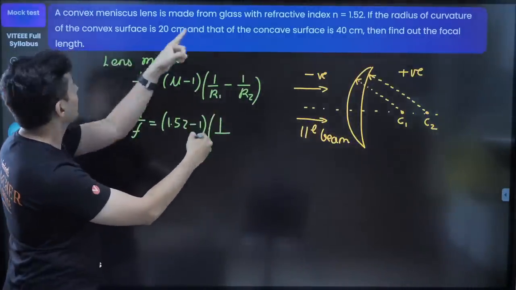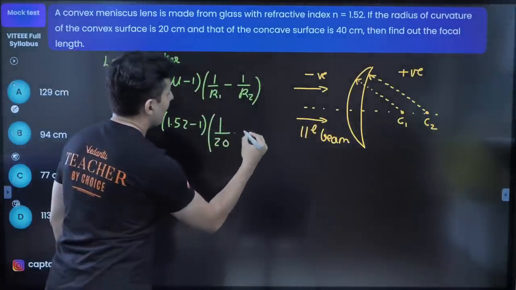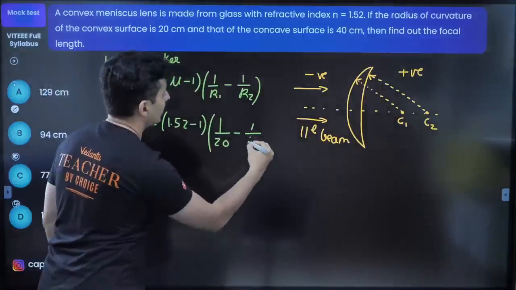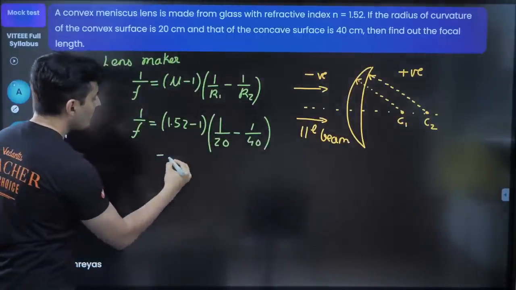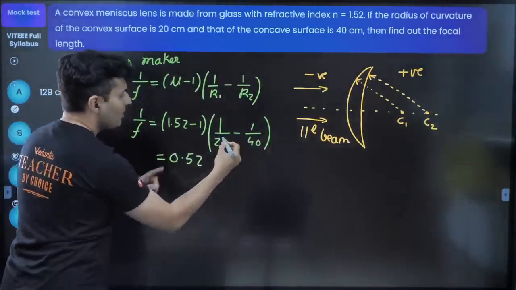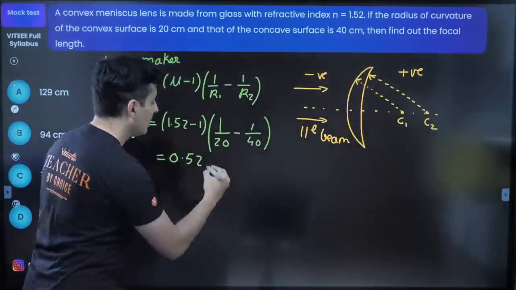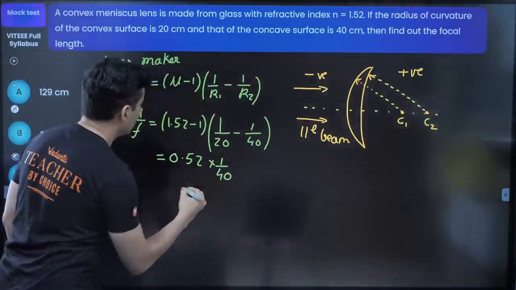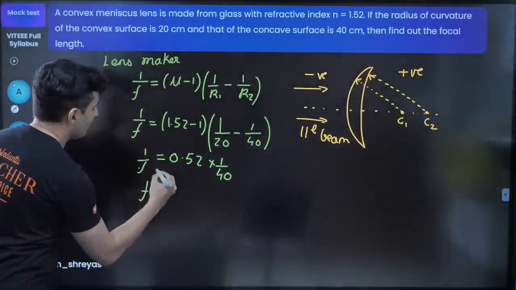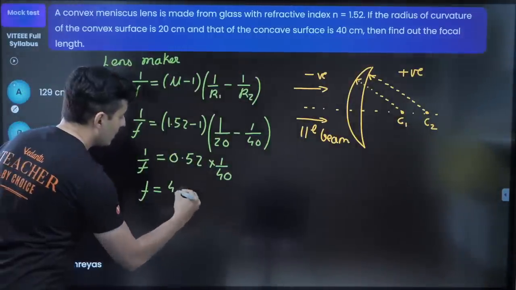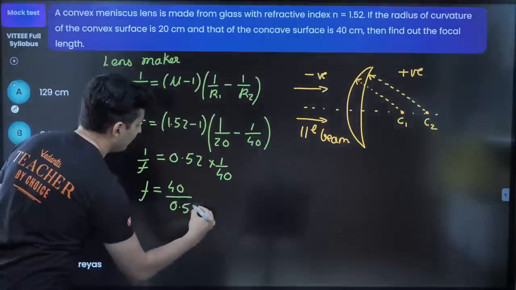R1, the radius of curvature, is 20, and R2 is 40. Both are positive. So this will be 0.52. 1 by 20 minus 1 by 40, 2 minus 1 is 1. Taking the LCM, it should be just 1 by 40. Since this was 1 by f, f will be the inverse of this. So 50 divided by 0.52.